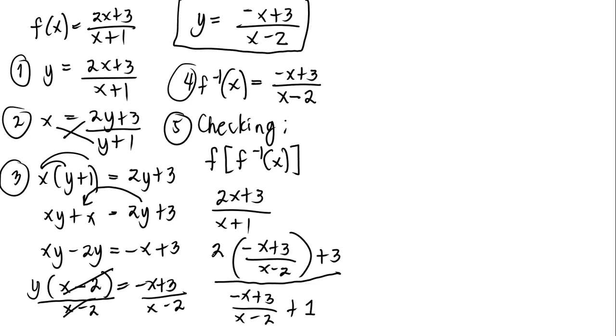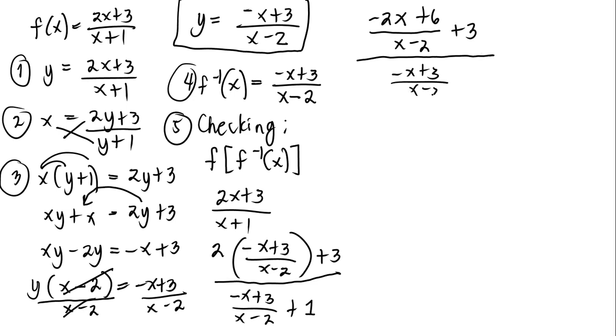Next is you will multiply 2 sa quantity. So that is 2 times negative x, that is negative 2x. 2 times 3, that is 6, all over by x minus 2 plus 3, over negative x plus 3 over x minus 2 plus 1. And then after that po, find the LCD ng given na numerator at denominator.